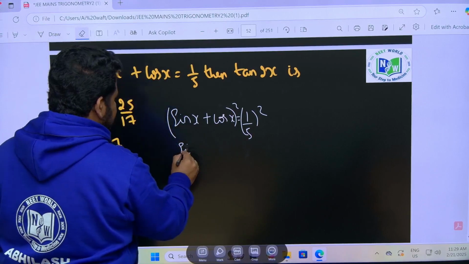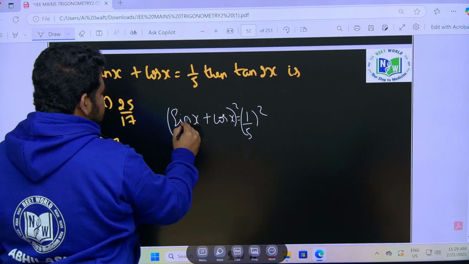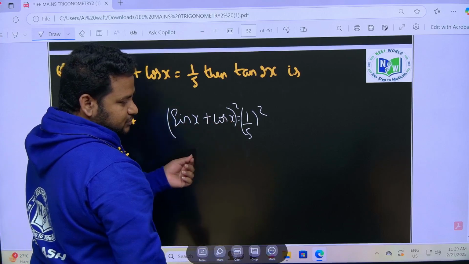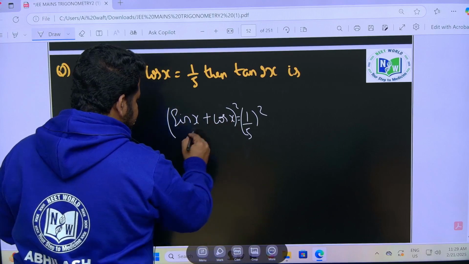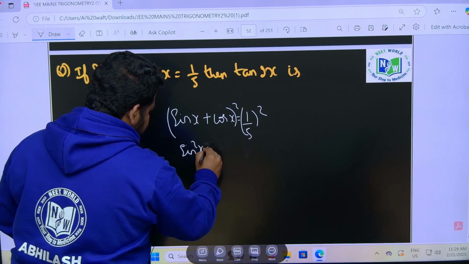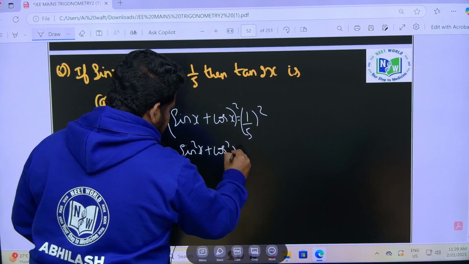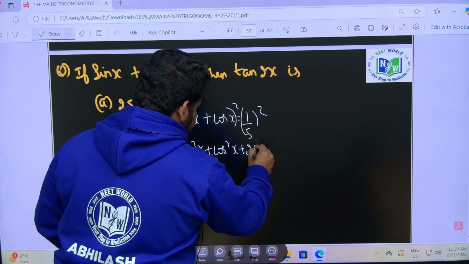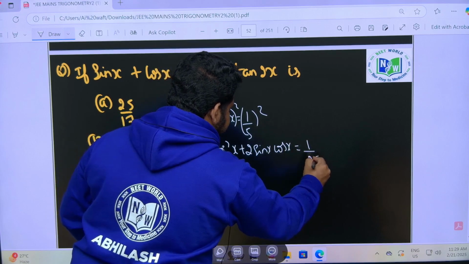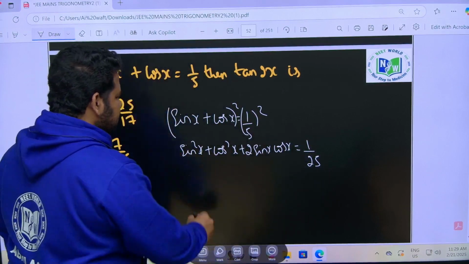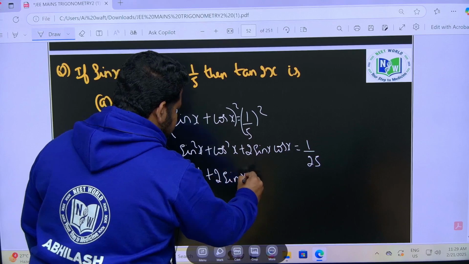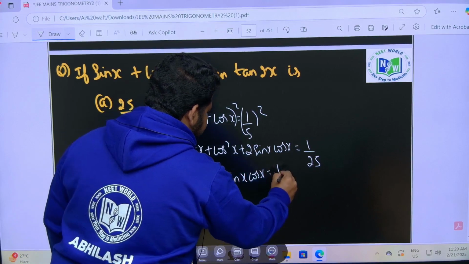Instead of writing that directly, I will write this as (sin x plus cos x) whole square. That is, (a plus b) whole square is a square plus b square plus 2ab. A square plus b square, here it is sin square x plus cos square x, which is 1. Let me write it. Sin square x plus cos square x plus 2 sin x cos x is equal to 1 by 25. So this is 1 plus 2 sin x cos x is equal to 1 by 25.